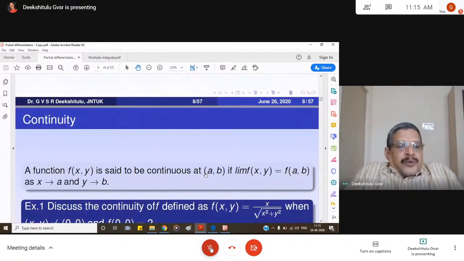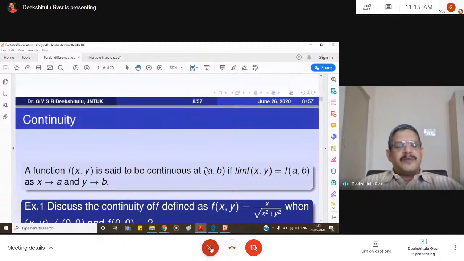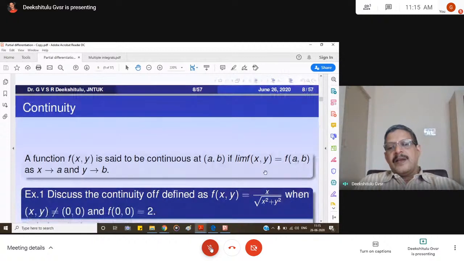Now, continuity. What is continuity here? A function f of xy is said to be continuous. The similar lines as we discussed earlier yesterday also. Limit must exist and limit must be equal to functional value. So a function f of xy is said to be continuous at AB if limit f of xy is equal to the functional value at the given point AB. As x goes to A, y goes to B, limit of this function must be equal to f of AB.